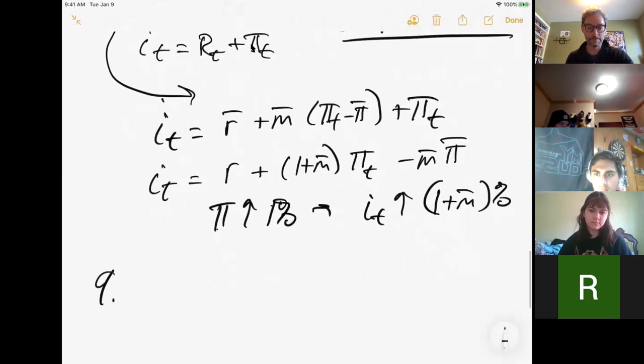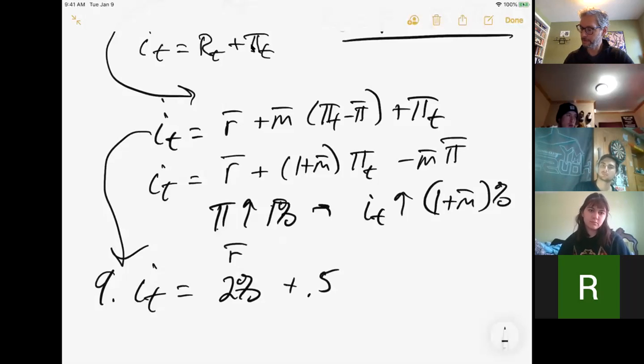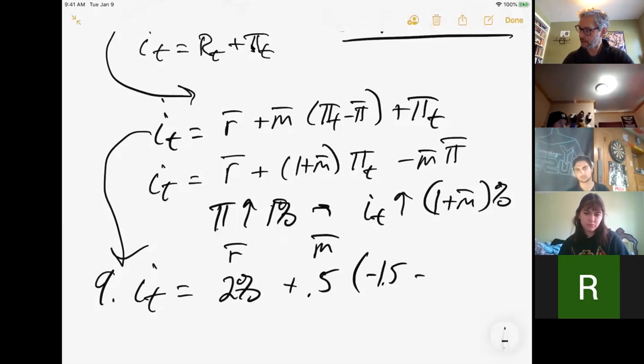Then for question number 9, let's use this same interest rate target and put numbers in, okay? I'm going to use this equation here. What's the real interest rate? 2%. What's m? 0.5. What's inflation? Negative 1.5%. And once again, the real interest rate is 2%.